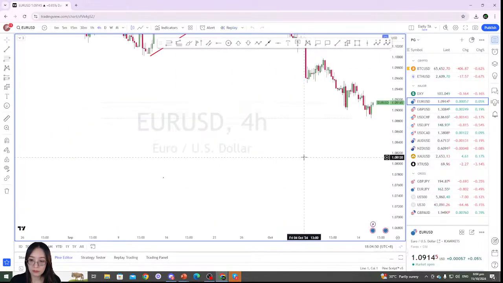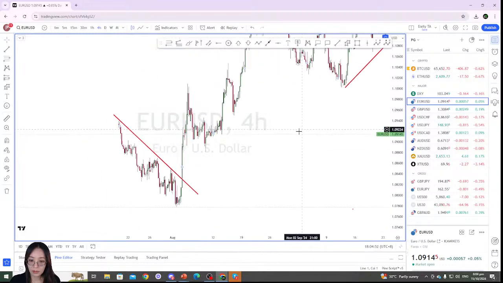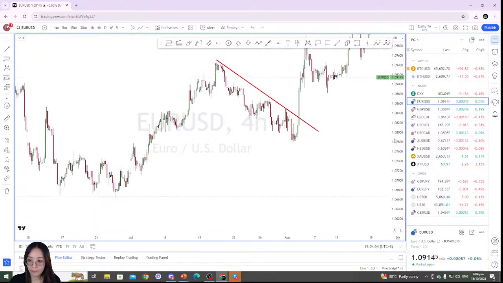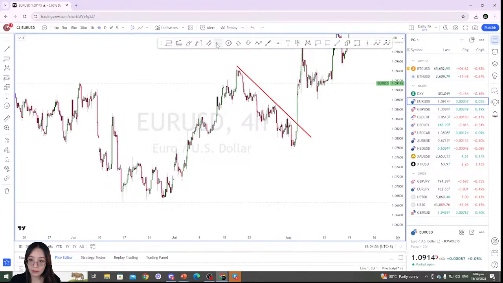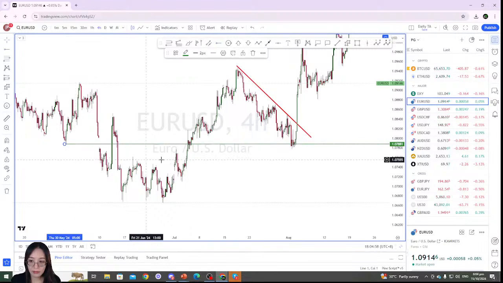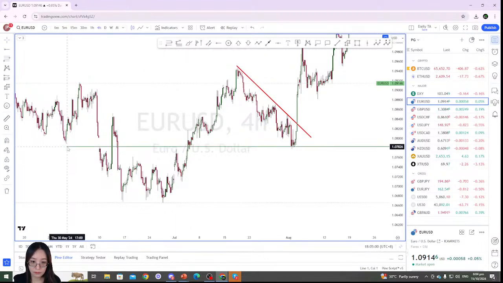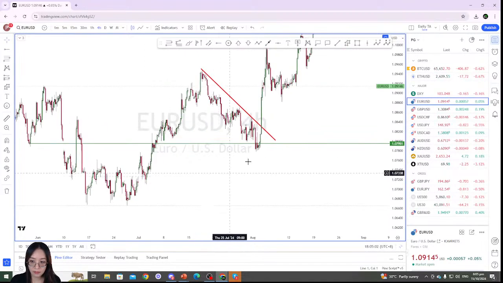Let me just go here. Okay, this is going to be my support level. You could just say this is my support level. You might get the buy entry here.